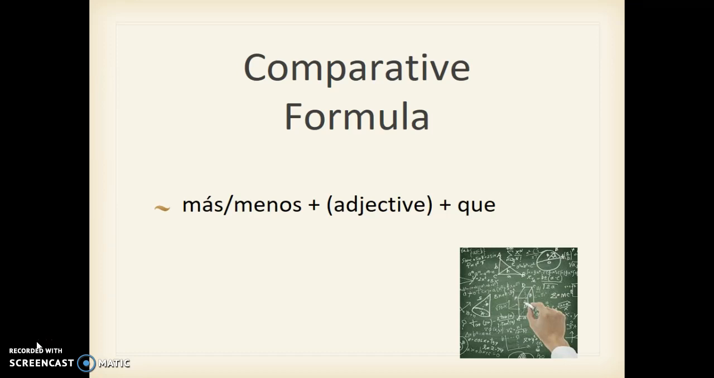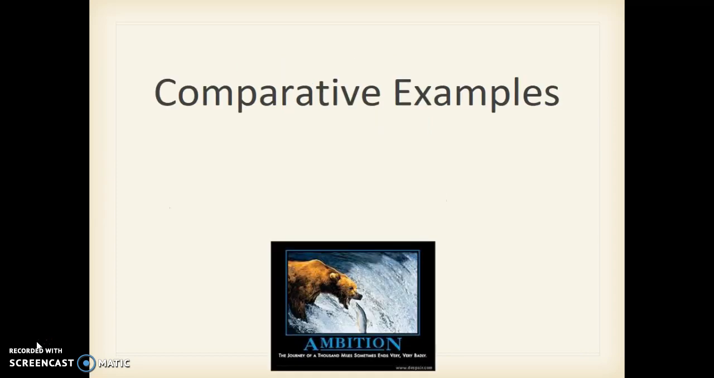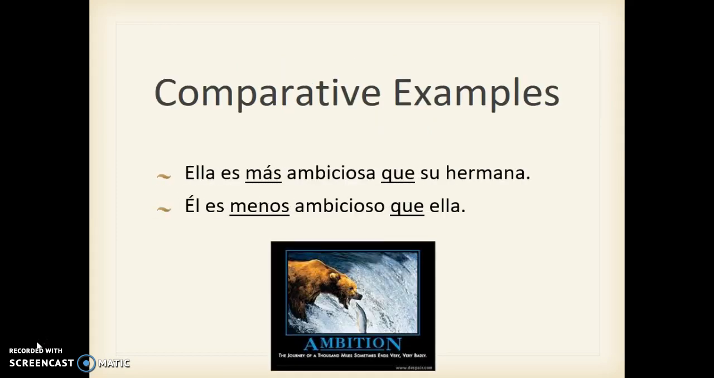You have más or menos. You can choose either one. Then you need an adjective, and then you need que. Here's an example. Ella es más ambiciosa que su hermano. She is more ambitious than her brother. If you notice, here's más, here's an adjective, and then you need que. So you're making a sandwich here.